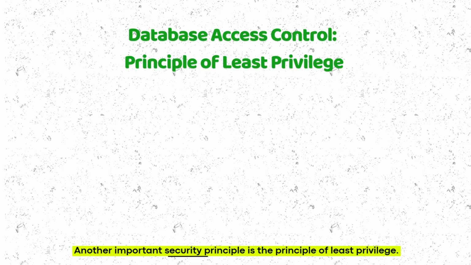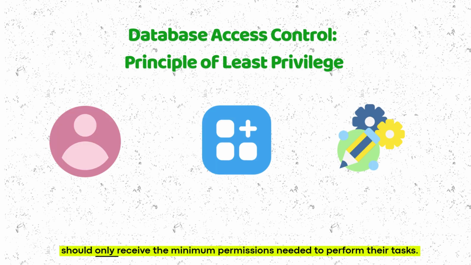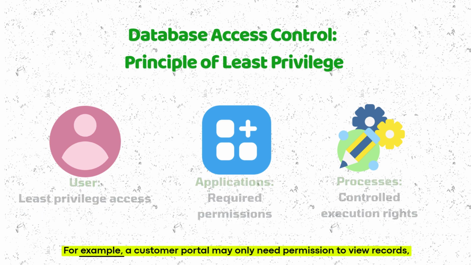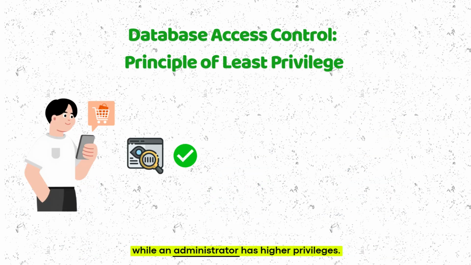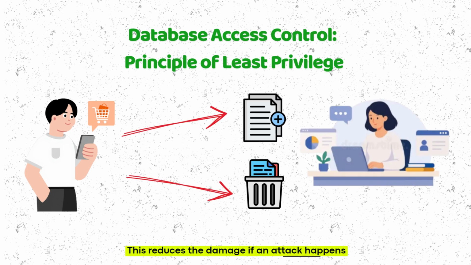Another important security principle is the principle of least privilege. This means users, applications, and processes should only receive the minimum permissions needed to perform their tasks. For example, a customer portal may only need permission to view records, while an administrator has higher privileges. This reduces the damage if an attack happens because attackers cannot access unnecessary data.